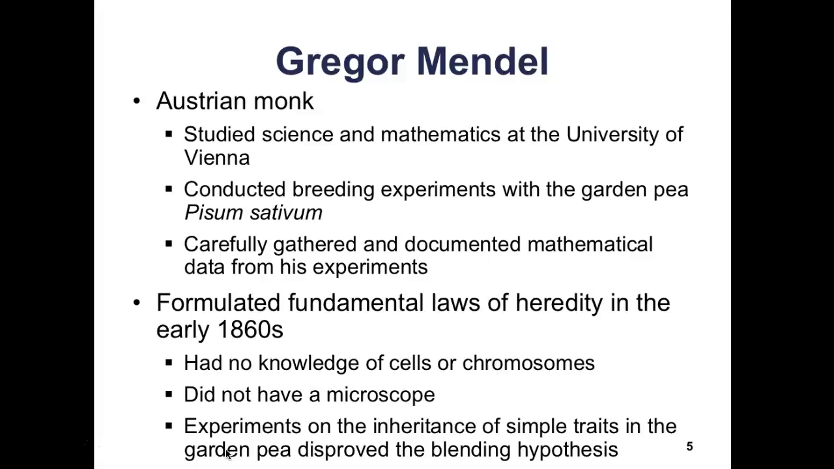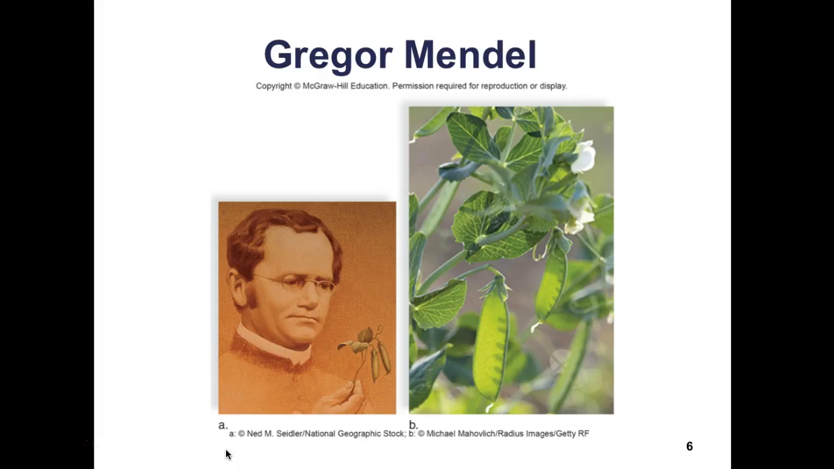So he formulated fundamental laws of heredity in the early 1860s. He had no knowledge of cells or chromosomes as he was doing this. He did not have a microscope to work with, and his experiments on the inheritance of simple traits in garden peas ended up disproving the blending hypothesis belief that once existed. So here you can see a picture of the pea plant and Gregor Mendel himself.